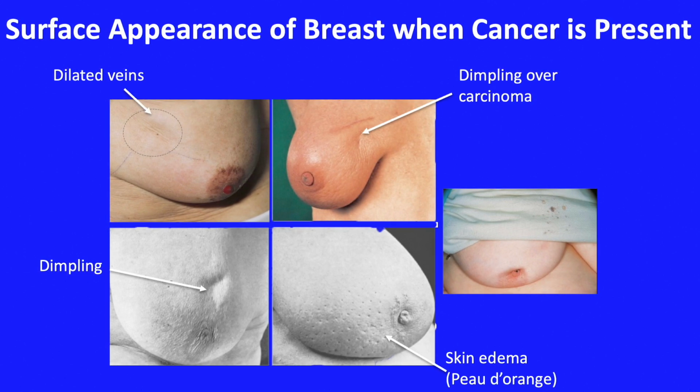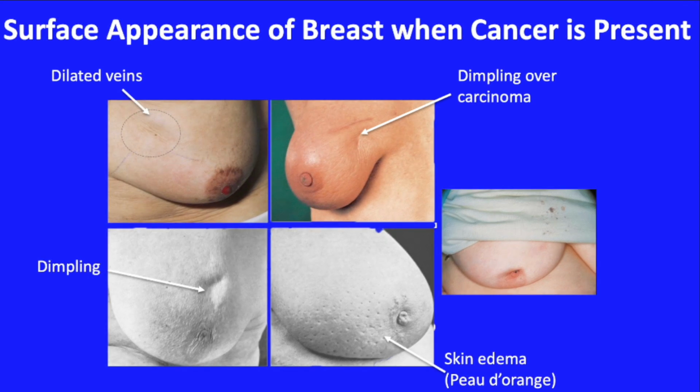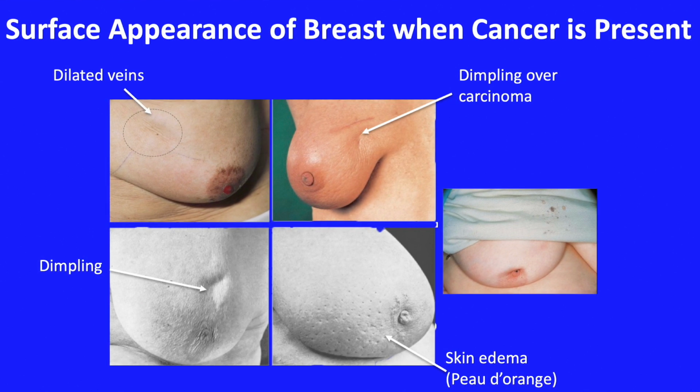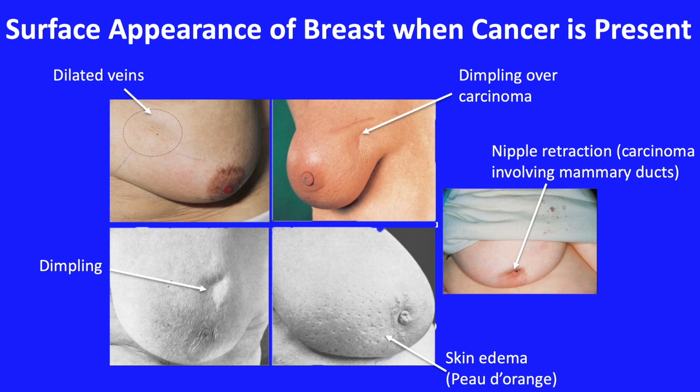Skin edema results from the blockage of the lymph nodes by the cancer metastasis. Inability of tissue fluid to escape the tissue leads to edema. In the breast, the skin takes the appearance of the skin of an orange, peau d'orange in French. And finally, there is the image of nipple retraction. Such events occur when a rapidly growing carcinoma invades the mammary ducts, causing the retraction of the nipple. These are all hallmark images representing breast cancer.